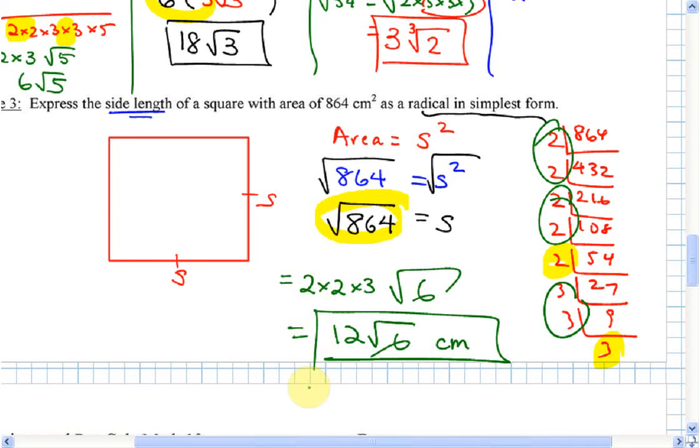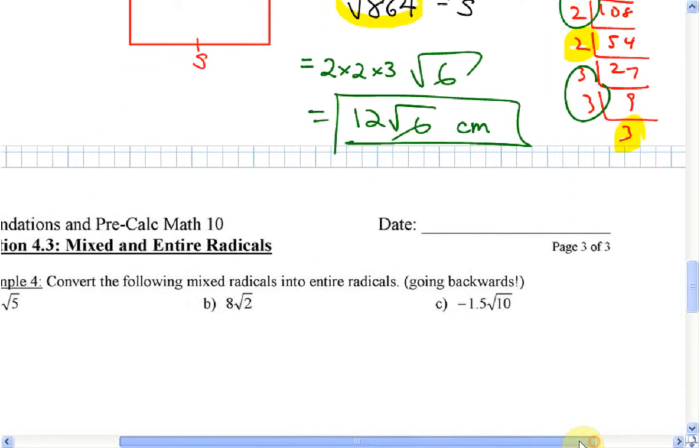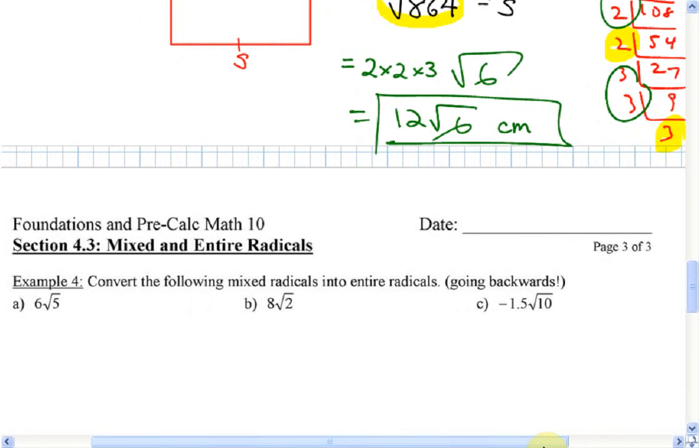Okay, ladies and gentlemen, turn the page. We've done things forward. We went from entire to simplified. Guess what I want to do next? Let's go backwards. So let's convert from mixed into entire. Let's put everything underneath the square root, okay? No more number outside the square root, just a number inside the square root. Well, this is not too hard, is it? Look at 6 root 5.